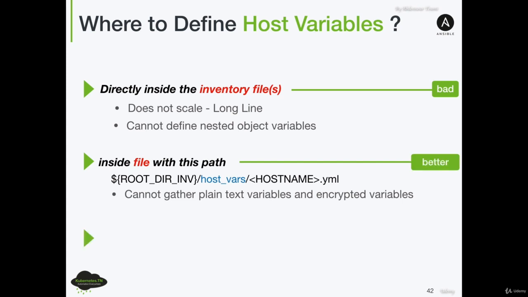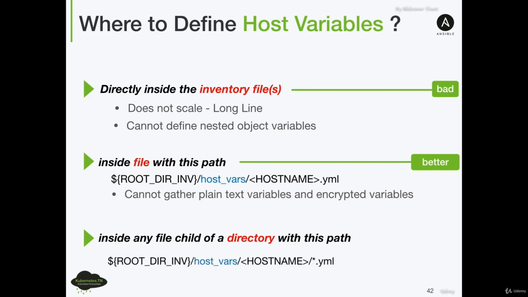The third way is more dynamic. Instead of putting the variables inside a file with the same host name, you can create mini files inside a directory with the same host name. Here we have a file and here we have a directory. This is the best, and this scales.